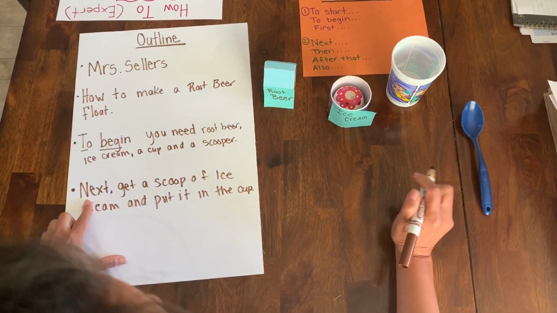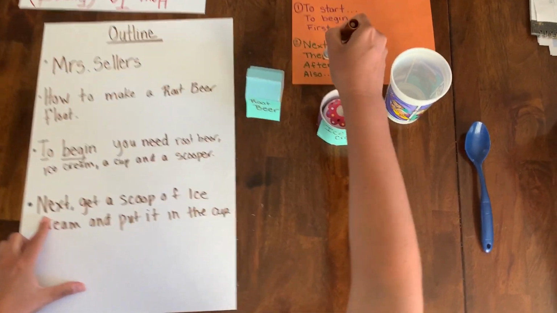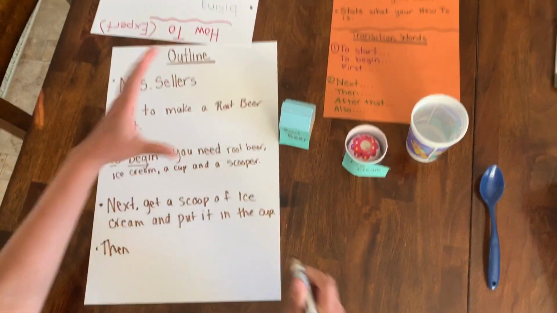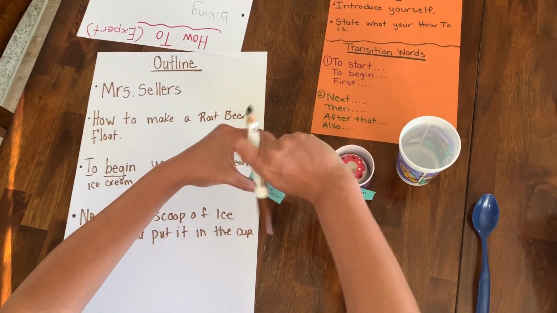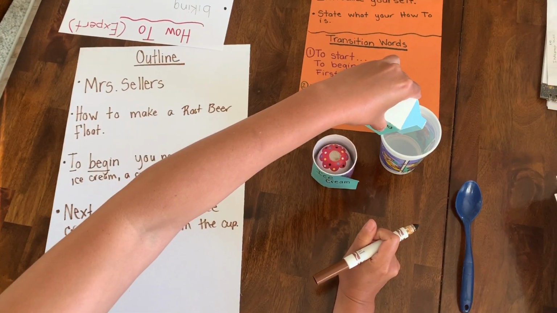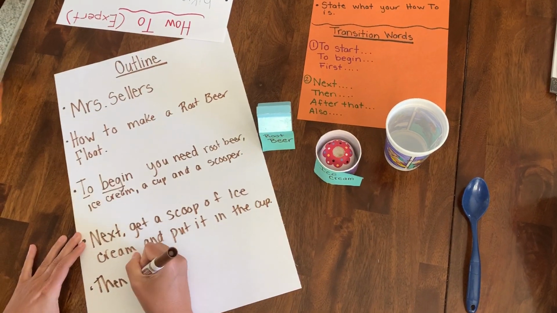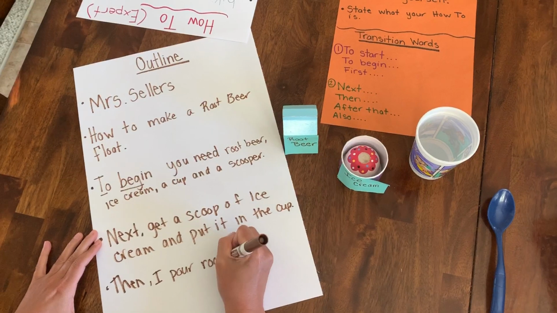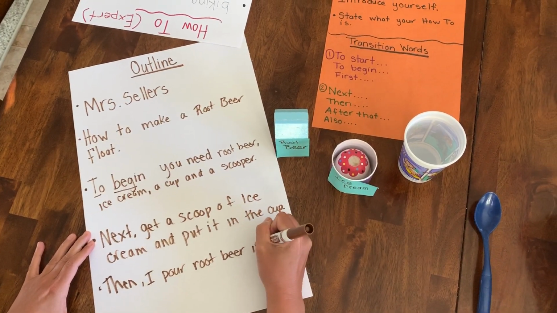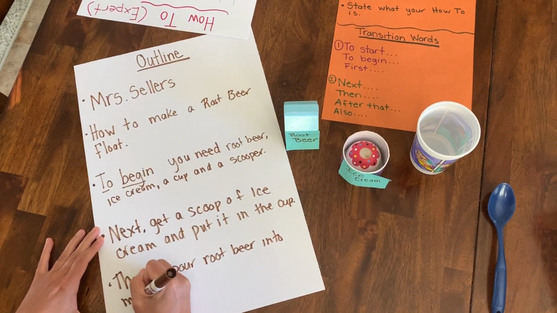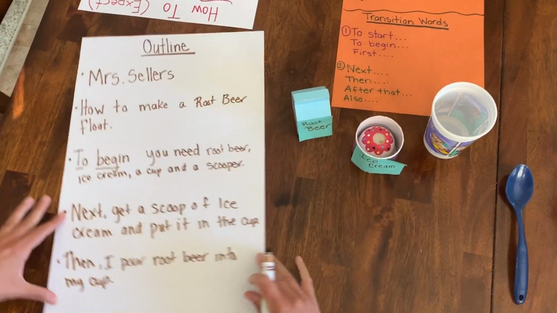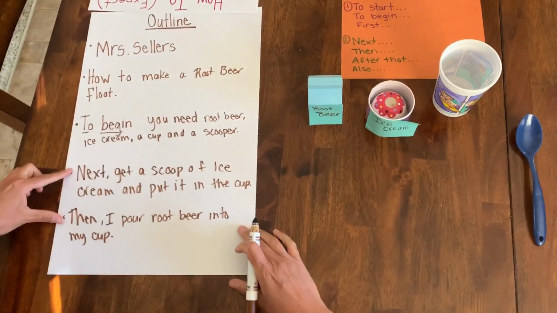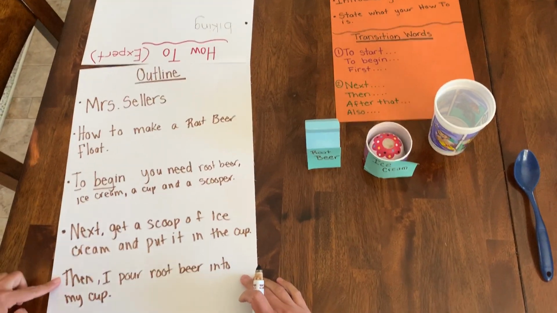So again, I already used next, so I don't want to use that word again. I'm gonna use then, okay? Then I take my root beer, I open it, and I pour it into my cup, okay? So then I pour root beer into my cup. All right, for me, mine only has those three steps.